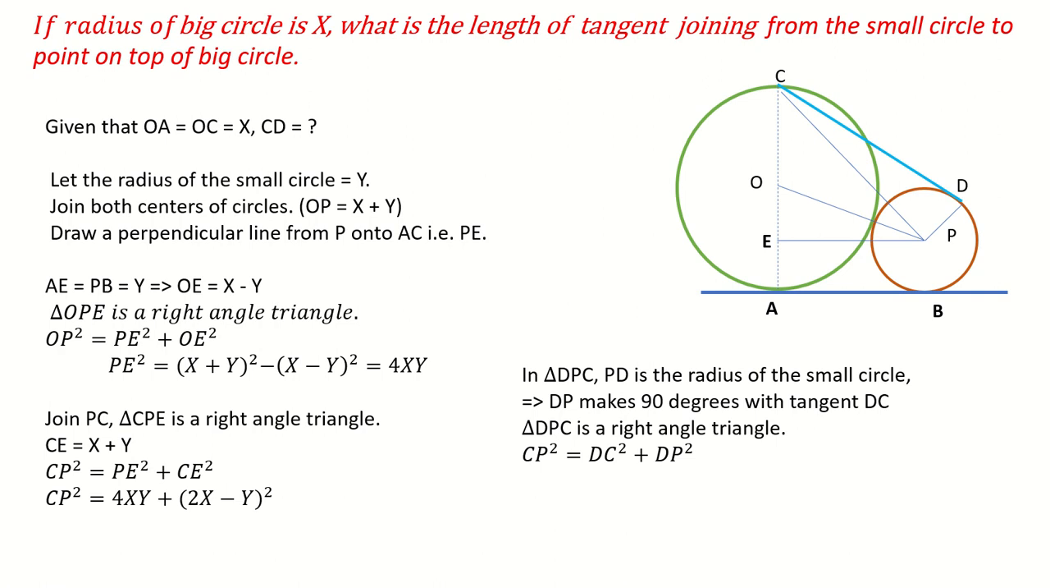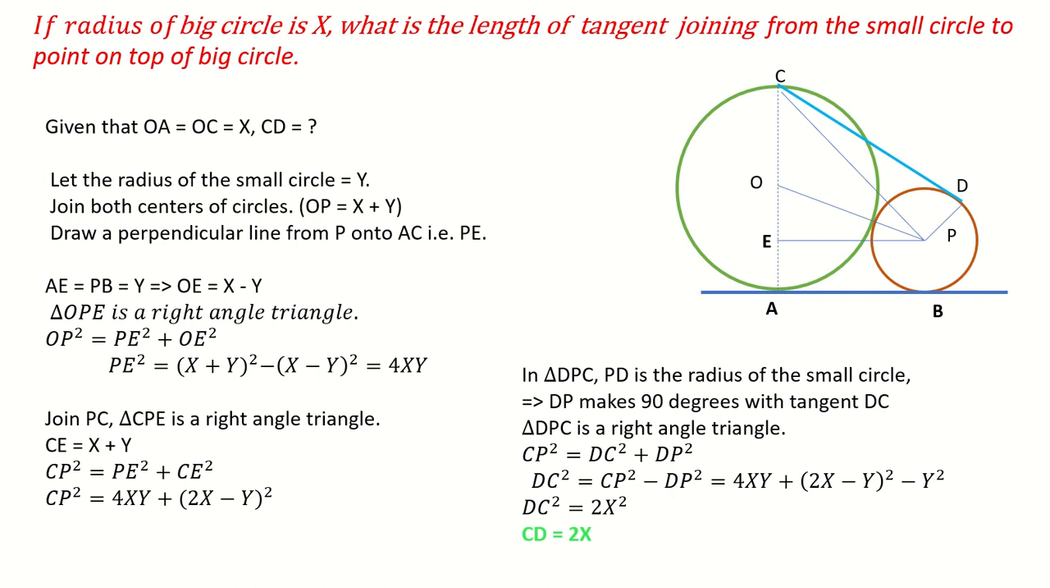Right angle triangle. So here I can apply the same Pythagoras theorem. CP square equal to DC square plus DP square, which means DC square equal to CP square minus DP square. CP is nothing but calculated there, 4XY plus 2X minus Y whole square. And DP is nothing but radius of smaller circle, which is Y, so minus Y square. Now if I solve this, I'll get 2X whole square. So CD equal to 2X is the answer.